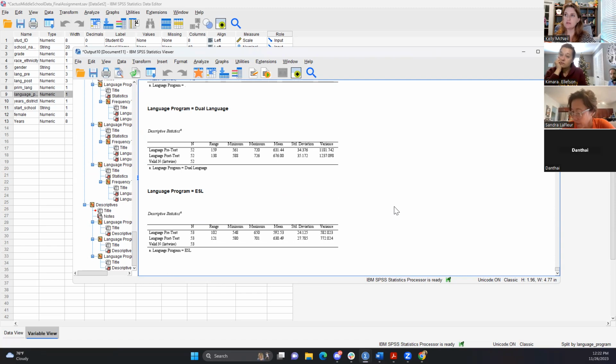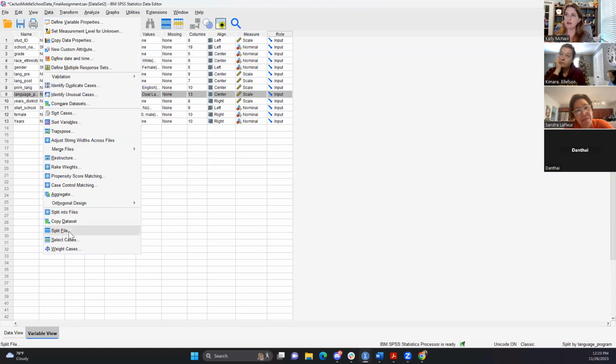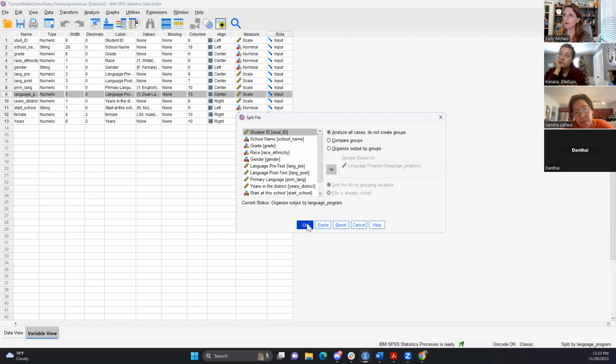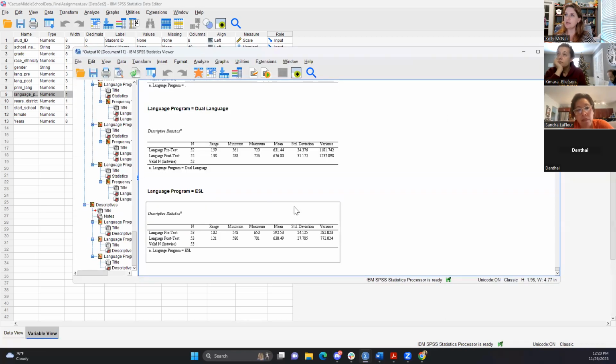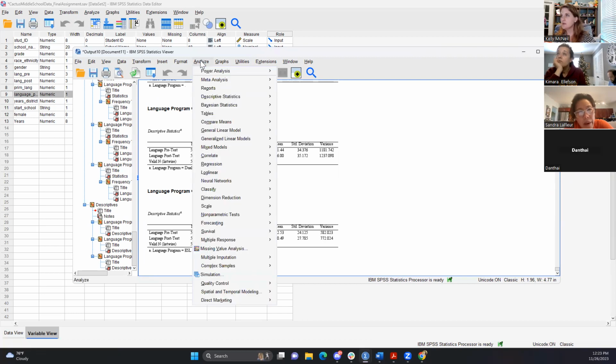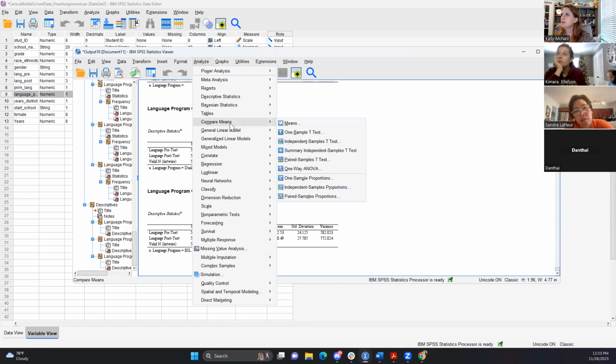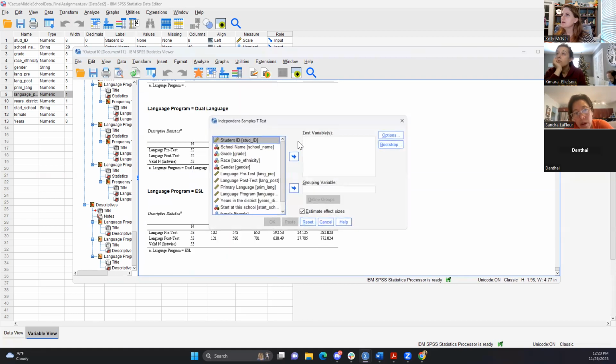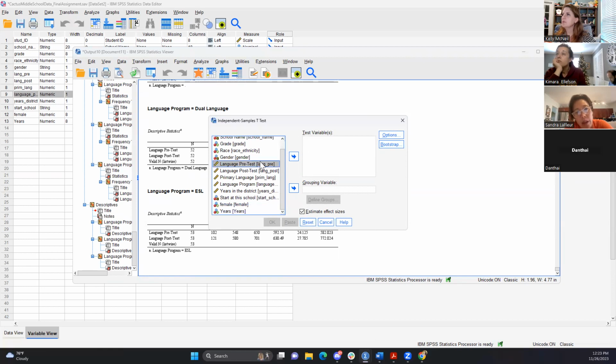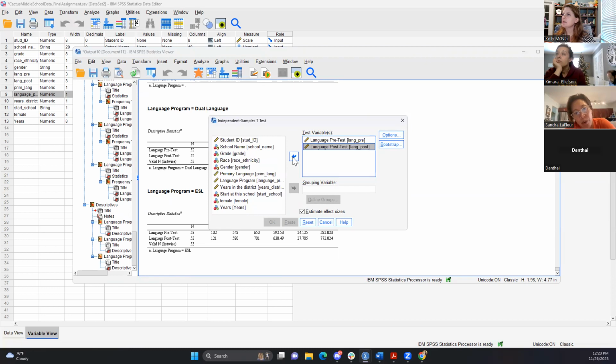Yeah, I split the file by ESL and dual language so that I could get the 2 charts. But you're saying to run a t-test without splitting the file? Right. Okay, so if I go back to the data and go to split file and change it back like this. Now you're saying to run a t-test? Yeah, compare means, independent samples, and then pick those 3. So it would be language, pre, post, and program.